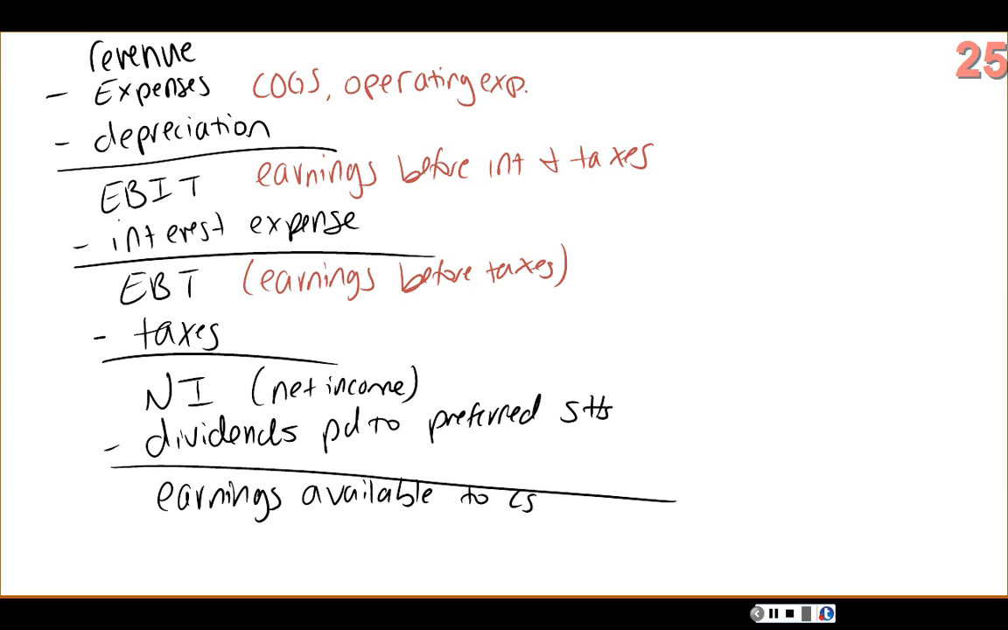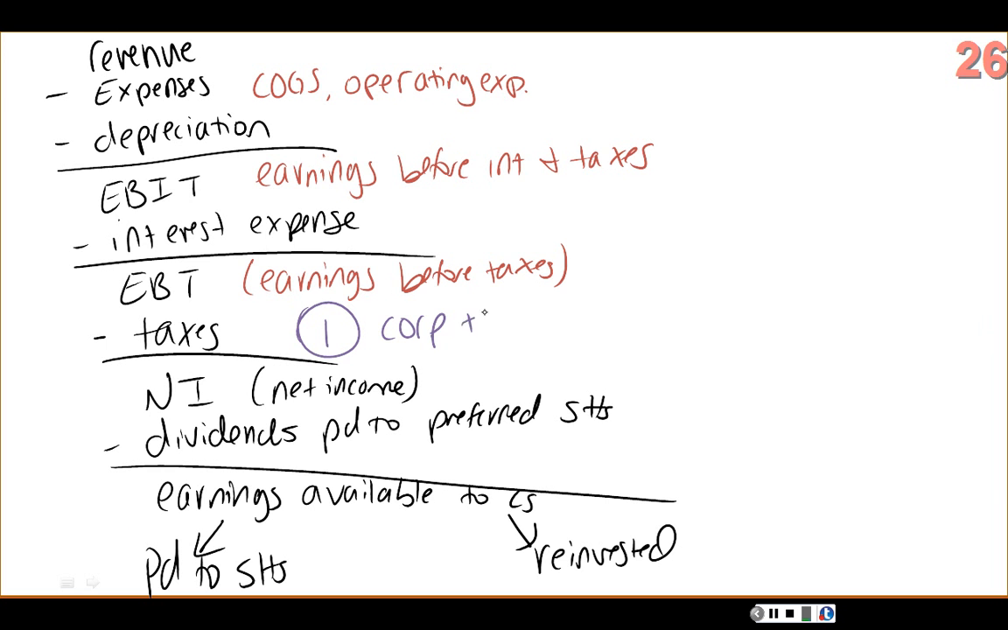So at this point, there is one of two things that can happen with this earnings available to common shareholders. On one side, it could actually be paid to the shareholders. On the other side, it could be reinvested. So here's a good time to show you exactly what we mean by this whole double taxation. So here, corporations earn money, and they pay taxes on this money at the corporate tax rate. They then take that money, and if they choose to pay it to shareholders, shareholders are then taxed at the personal income tax rate.